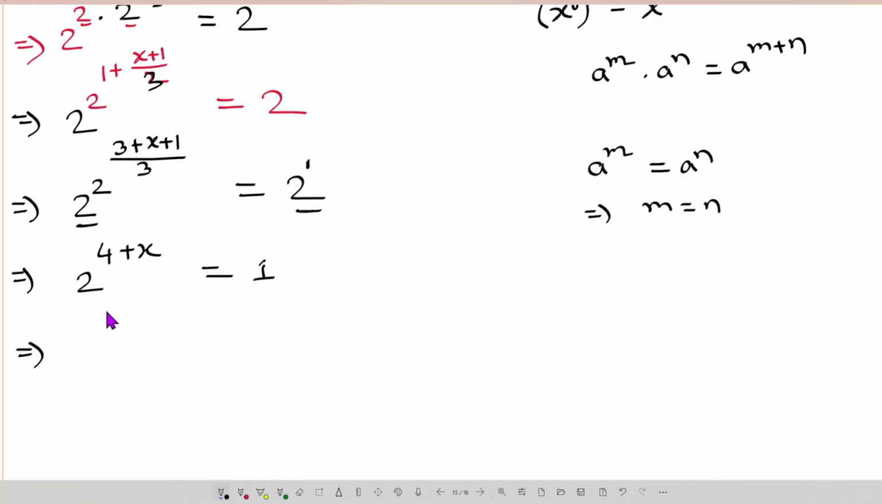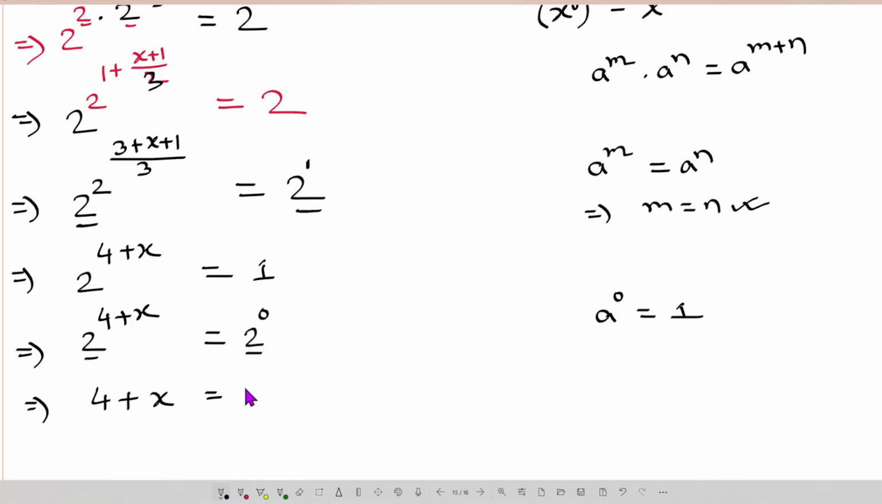Now here is 2 to the power 4 plus x equals to, here is 1, and this 1 we can write as 2 to the power 0. We know a to the power 0 means 1. So again similar base, it means m equals n, so we can write 4 plus x equals 0. Now we can transfer this 4 from the left side to the right side, so x equals minus 4 and this is our answer. I hope you are clear on this one.